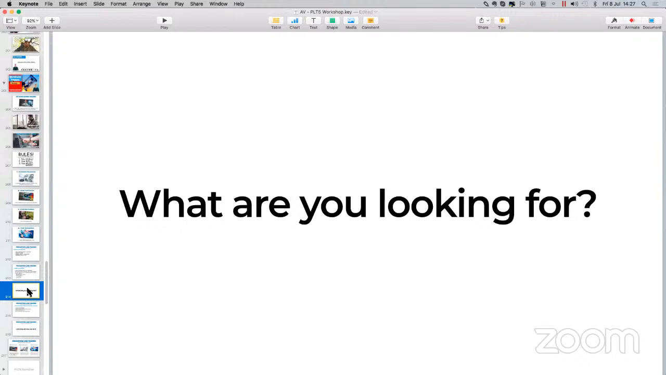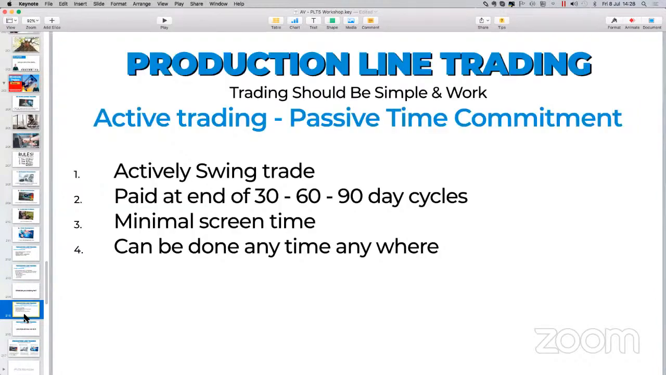It's a statistical measure. And when you get right down to the brass tacks, there's only probably about 7 true indicators out of the thousands of them that are out there. There's only 7 or 8 true indicators, and they're all some variation of the same thing. So, what are you looking for? What do you want? Personally, what I want is active trading. I want a passive time commitment. Great. So that's going to influence what I'm going to do.